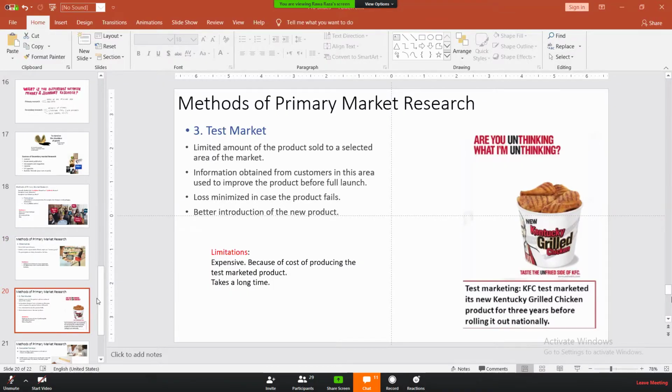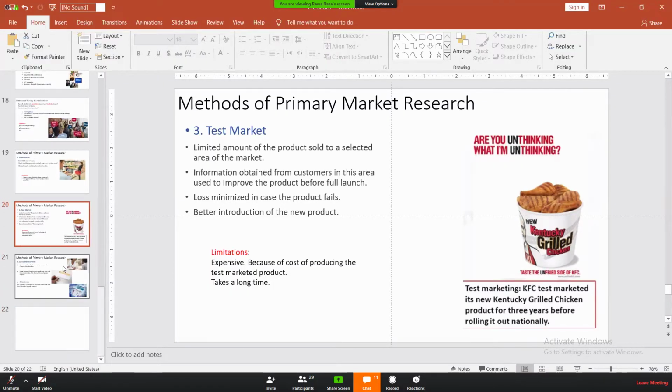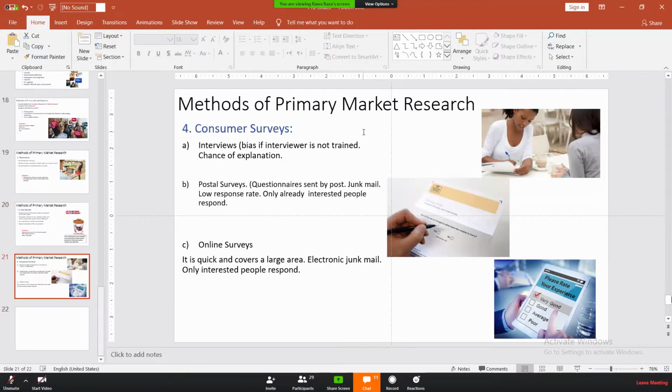Okay, so next slide. This is our final slide, and this is the final method of primary market research, which is consumer survey. Let me explain to you what survey means just quickly.